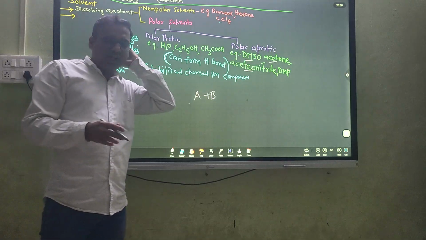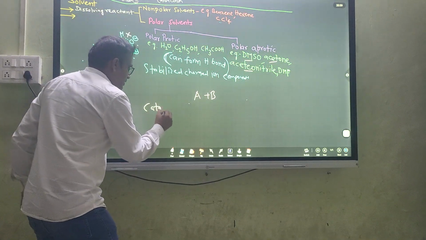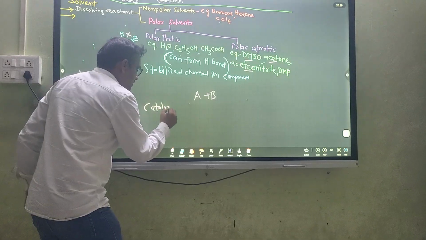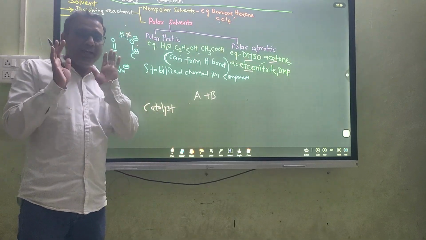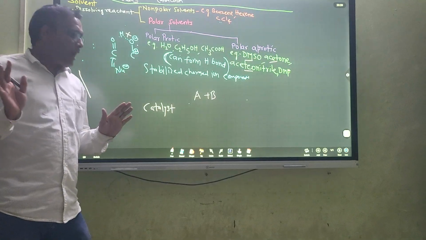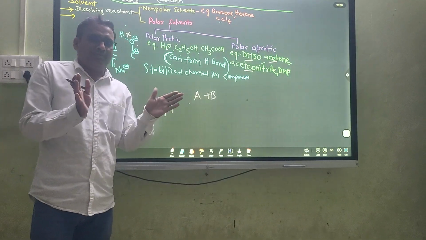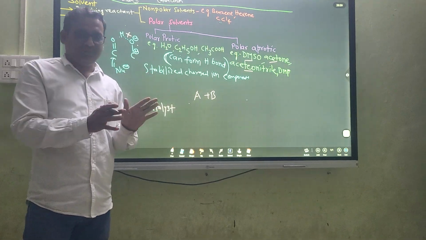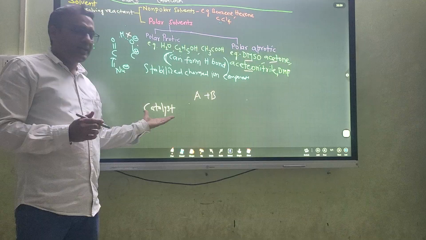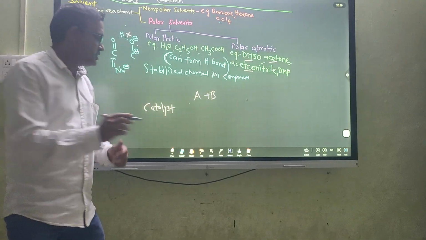Now our third part is the catalyst. A catalyst increases the rate of reactions. After the completion of the reaction, it separates out. It is not involved in the reactant or product, meaning the catalyst only increases the rate of reaction. What is the role of a catalyst?